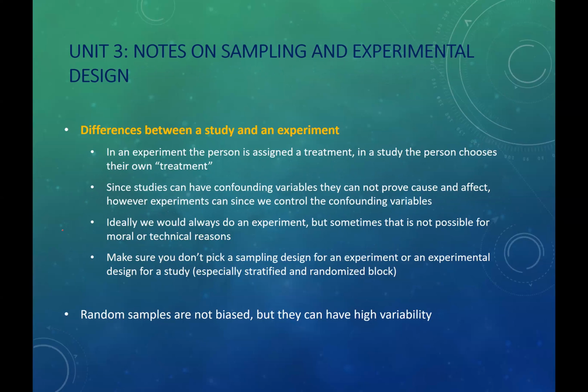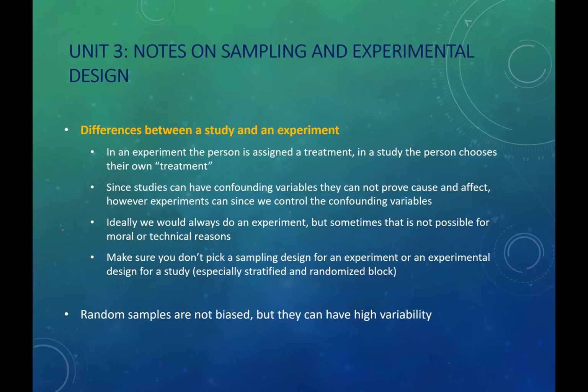Instead, we just have lurking variables, which we try to control. But because we randomly assign treatments, there is nothing that affects the explanatory except randomization. So there are no confounding variables in an experiment. Thus, we can show cause and effect for similar experimental units under similar conditions. Ideally, we would always do an experiment, but sometimes that is not possible for moral or technical reasons.